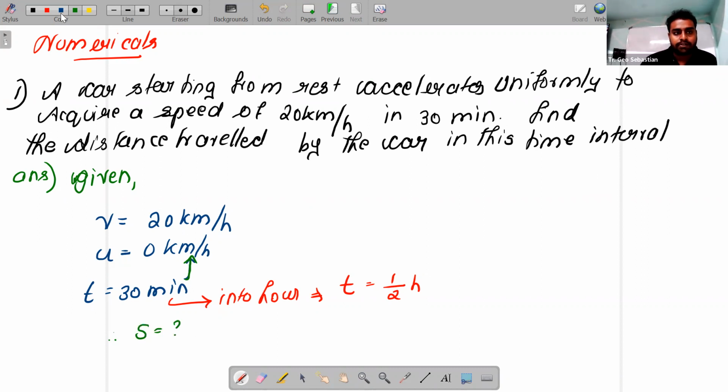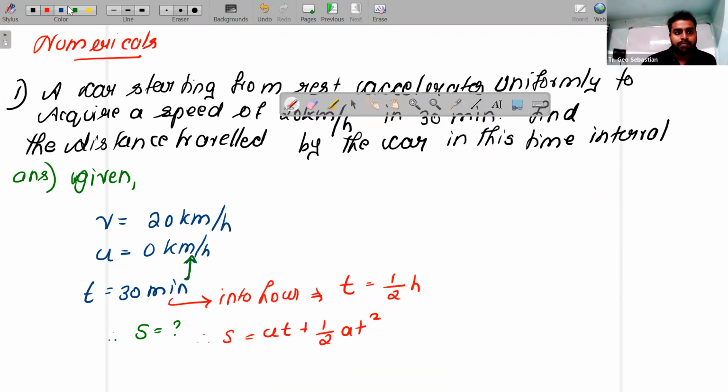They asked to find the distance, right? So what is the formula? S is equal to ut plus half at square. We understood that. U is 0. Therefore, what happened? S is equal to half at square only.